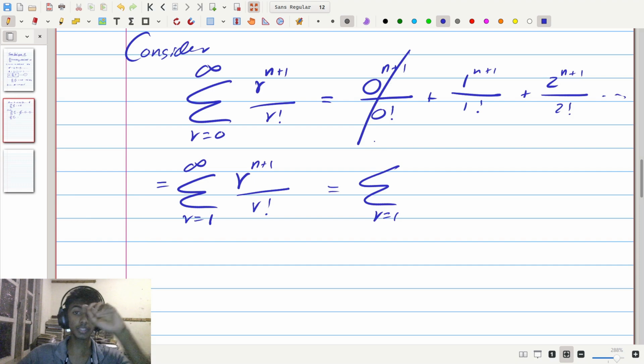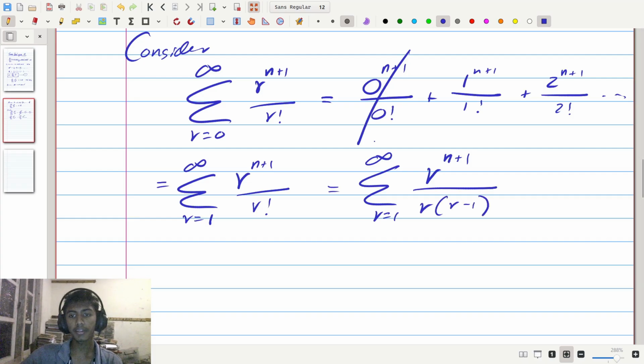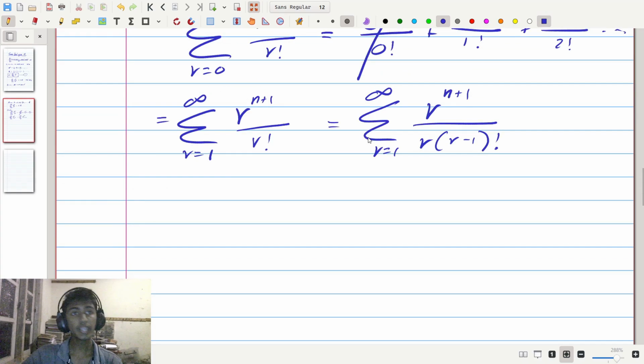Therefore we can write that this is equal to the sum from r equals 1 up to infinity of r to the power of n plus 1 divided by r times r minus 1 factorial. Now we have an r on the denominator, and we also have n plus 1 total r's on the numerator, which means if we cancel out one of the r's, we'll be left with n total r's on top, as in r to the power of n. Meaning that our sum is now the sum from r equals 1 up to infinity of r to the power of n divided by r minus 1 factorial.